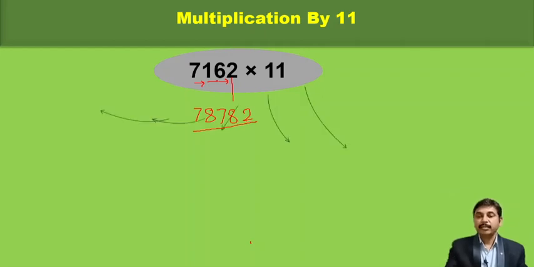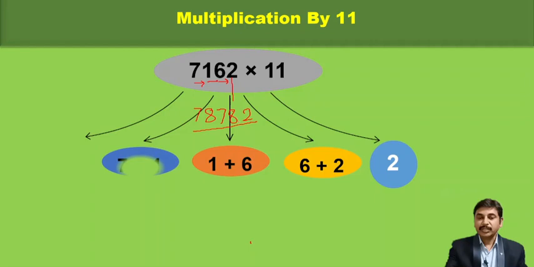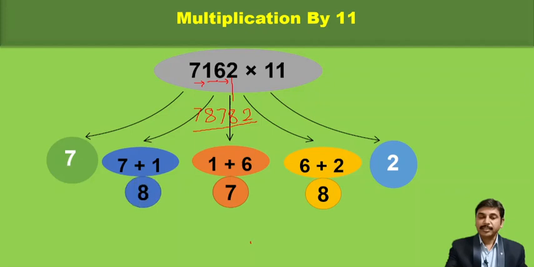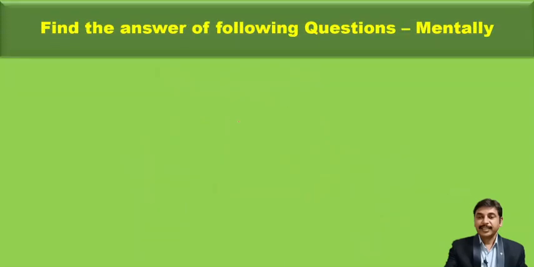So this is your detailed method. So what I will do, I will write 2 first. Then 6 plus 2, then 1 plus 6, then 7 plus 1, and finally we have 7 here. So your final answer, just add these numbers. So your final answer is 7162 into 11 is 78,782. Yes. Okay.